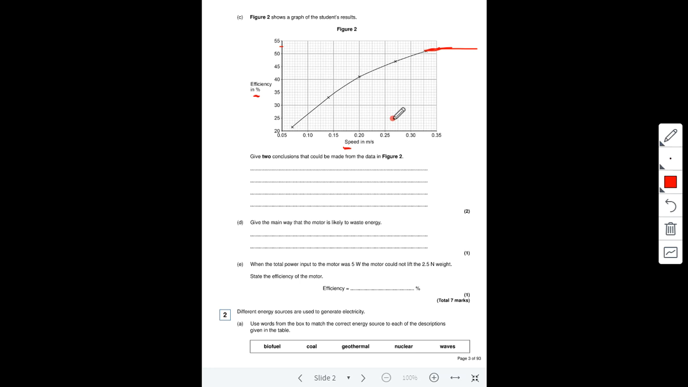Okay, read out part D. Give the main way that the motor is likely to waste energy. Would it waste energy through heat? Sorry? No, give the main way that the motor is likely to waste energy. How can it waste energy? Waste energy is definitely the elevation of the temperature. By what factor? Why is it producing heat energy? Why is it producing waste energy? Give the main way that the motor is likely to waste energy. What's the main way it can waste energy?